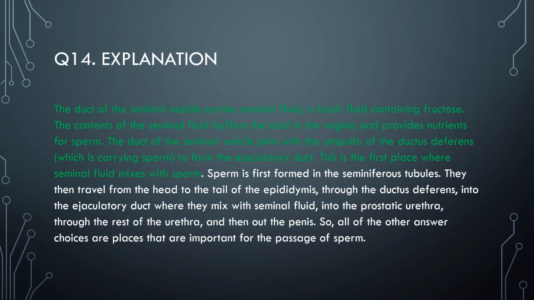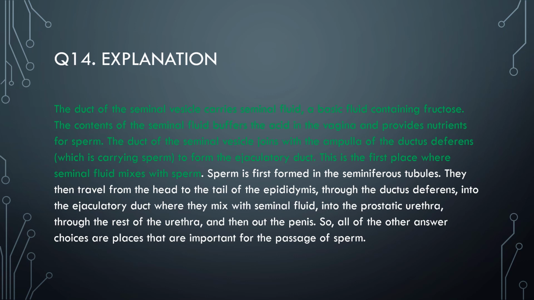The duct of the seminal vesicle carries seminal fluid, a basic fluid containing fructose. That fructose has the function of buffering in the vagina and providing nutrients for sperm. The duct of the seminal vesicle joins with the ampulla of the ductus deferens to form the ejaculatory duct. This is the first place where seminal fluid mixes with sperm.